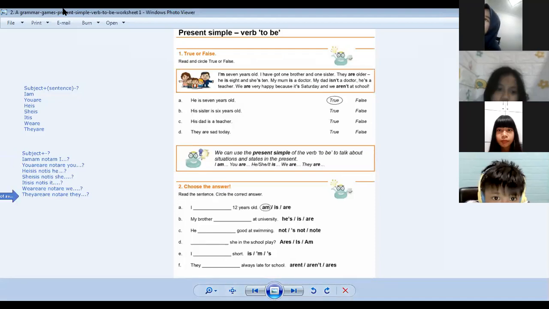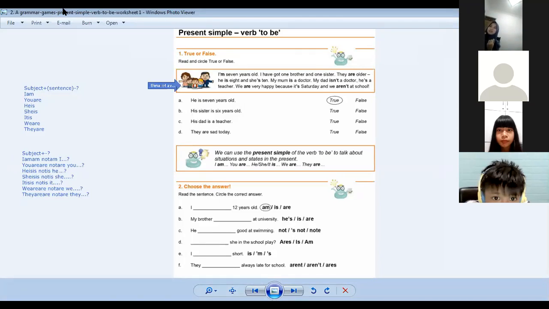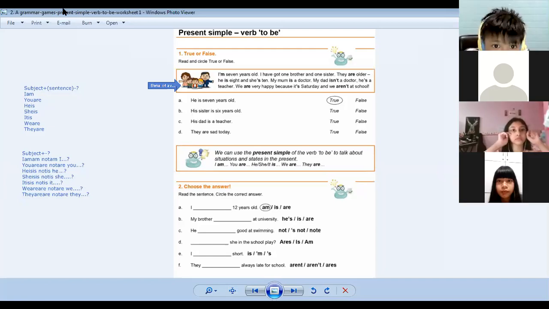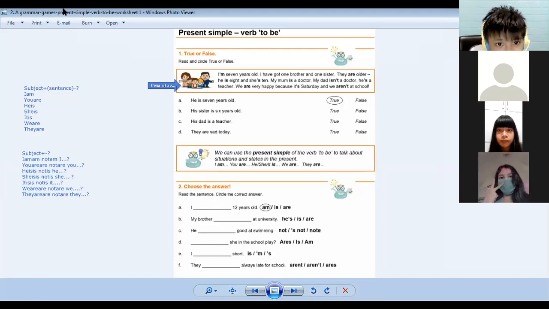Let's look at this text. True or false? Who wants to read this? I am 7 years old. I and they are older. He is 10. My mom is a doctor. He is a teacher. We are very happy and we are at school. Okay, that's very nice, Joa.